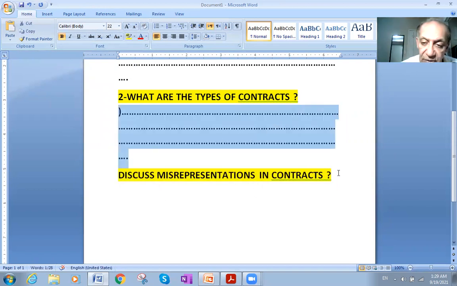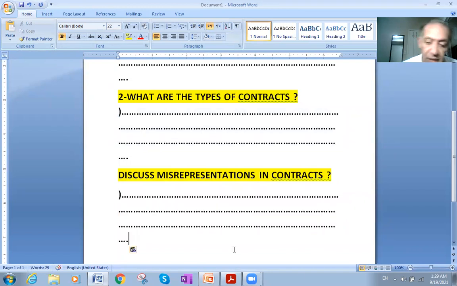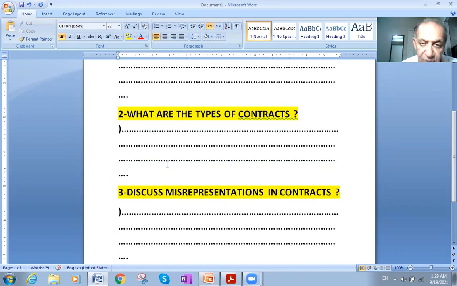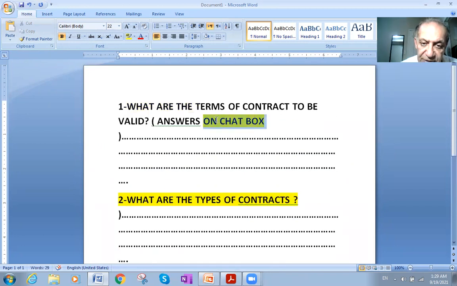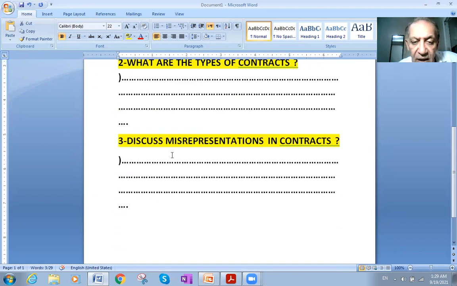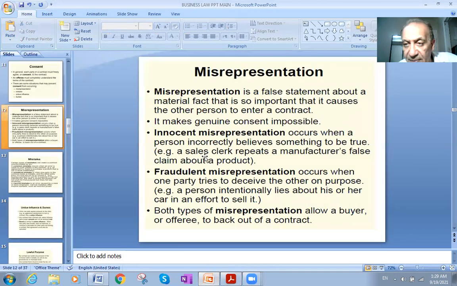So this is question 3. Discuss misrepresentation in contracts. The answer should be on the chat box, for those people who do not have D12. And for today, it's okay on the chat box. And actually, the answer, like you see here, is on this page.